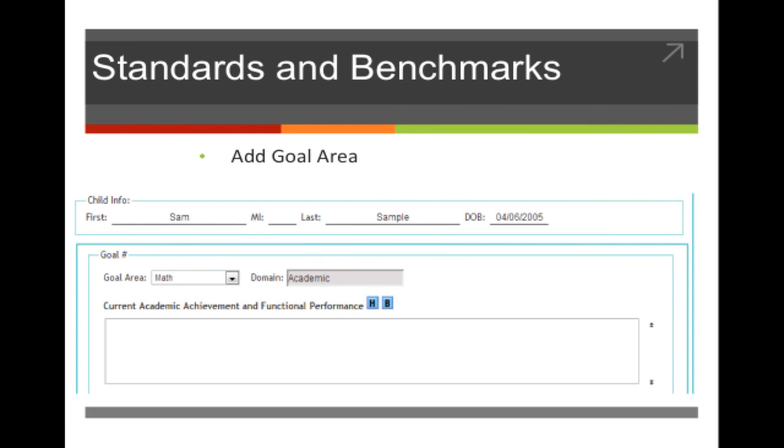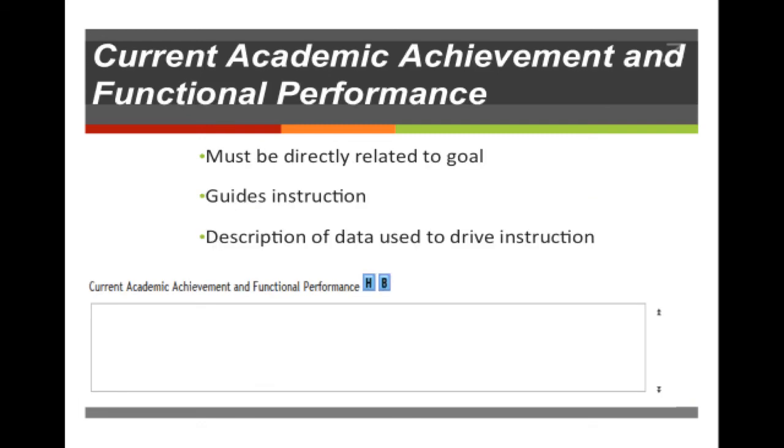When you open the Goals tab, the first thing you must do is add a new goal. Determine what the goal area is and the domain that is being evaluated. This decision should be based on what a student is not able to demonstrate, which requires specialized instruction and what instruction you will be providing. Current academic achievement and functional performance data are related to the goal area and instruction that you'll be providing for the student. This data will guide your instruction.